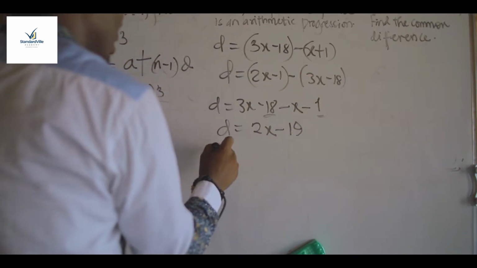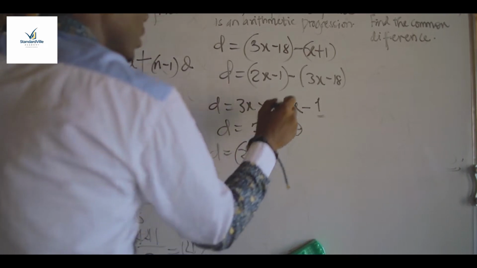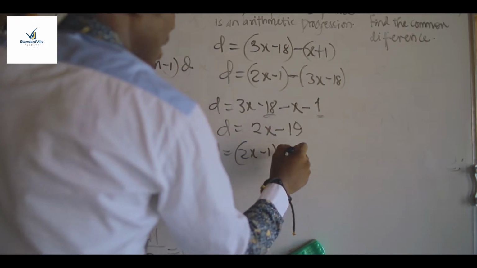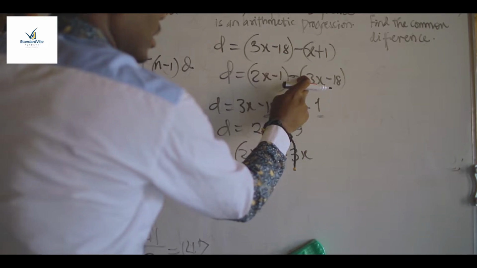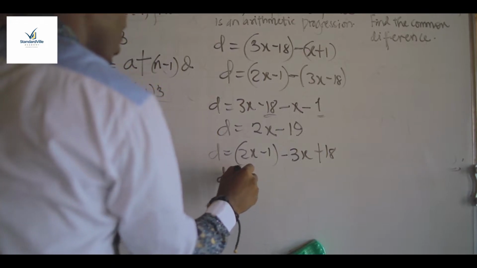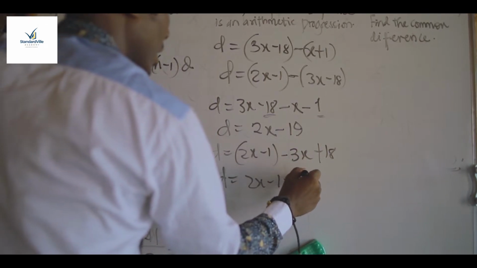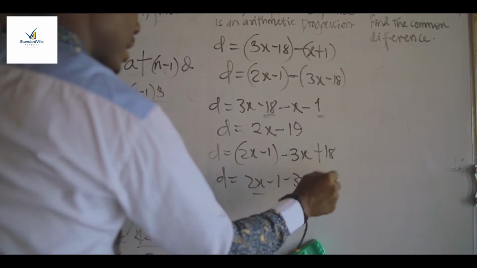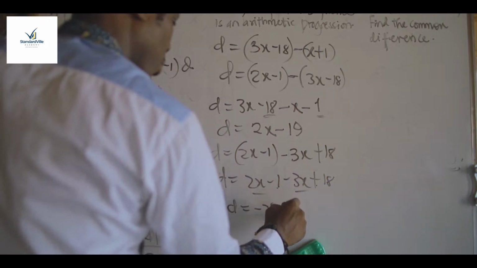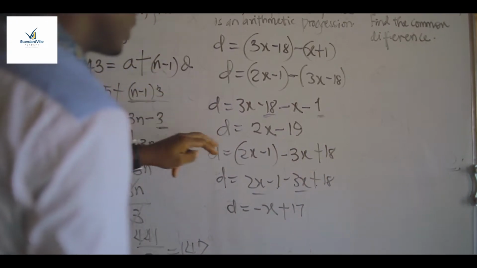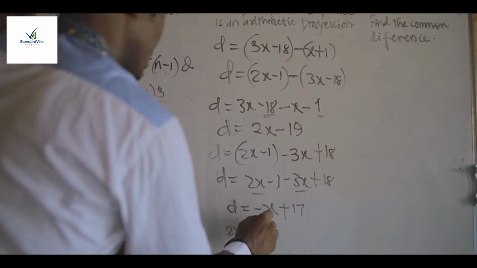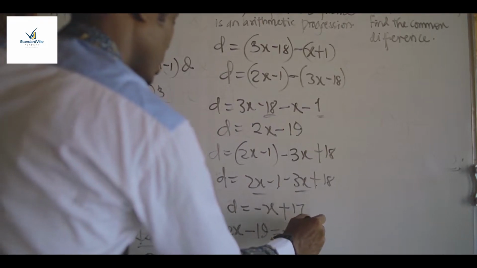Let's deal with this also. d is equal to 2x - 1. Minus again, remember when minus opens a bracket, everything changes. So this will be minus 3x, because it was plus 3x, so it will be minus 3x. This -18 will become +18. So d becomes 2x - 1 - 3x + 18. 2x - 3x is -x. -1 + 18 is +17. So this is equal to this, so I can say 2x - 19 is equal to -x + 17.